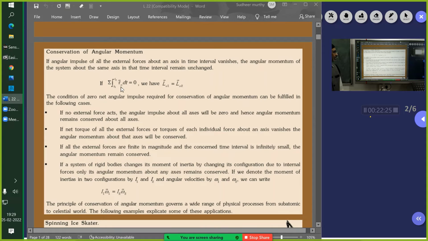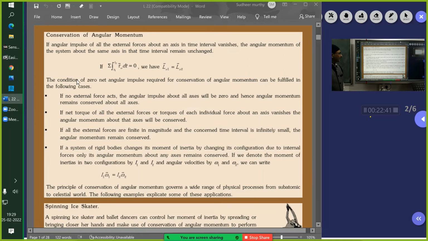Now, conservation of angular momentum. Summation of tau O bar, that is, you are taking all the torques about point O in the time interval t1 to t2, and if this is equal to 0, then initial angular momentum is equal to final. The condition for zero net angular impulse required for conservation of angular momentum is fulfilled in the following cases.